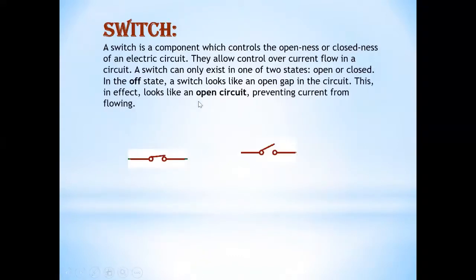Next is switch. A switch is a component which controls the openness or closedness of a circuit. For example, when you turn the switch on or off, you want the fan or you don't want the fan, or you want the light or you don't want the light. So it is a switch which controls the flow of the current in the circuit. Fine. And this is a closed switch, and this is an open switch.